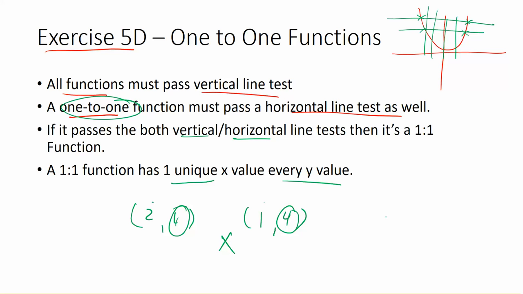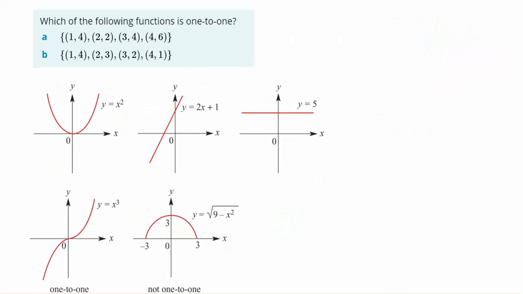Whereas something like, we'll go for an example. So the question is, which of the following is one-to-one? If you look carefully at the y values, we already know they're functions, so we don't need to do the test for function. We just want to check whether each y value has a unique x value.